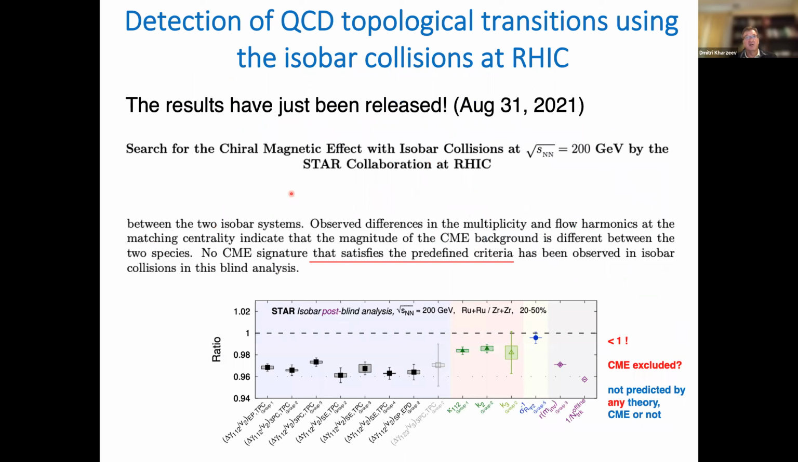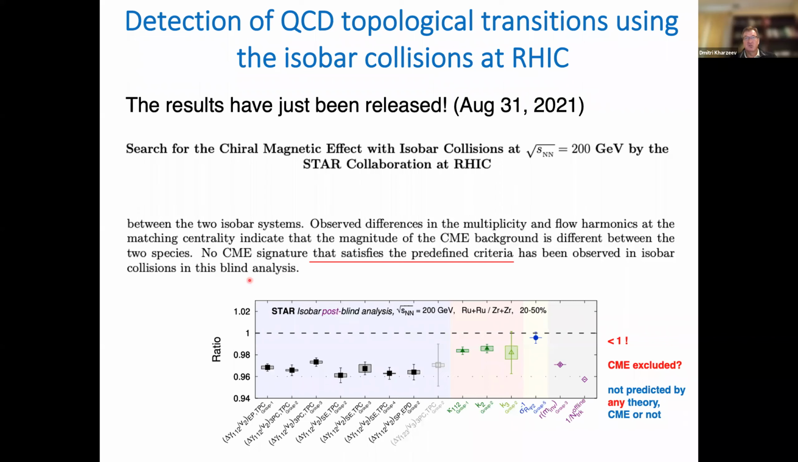Okay, but before I discuss the effects of this multiplicity difference, let me just tell you what the STAR collaboration released at face value. The release was made on August 31st. So here is the corresponding arXiv paper. And the main statement in the abstract of this paper is that no CME signature that satisfies the predefined criteria, so this is a very important condition here, has been observed in isobar collisions in the blind analysis.